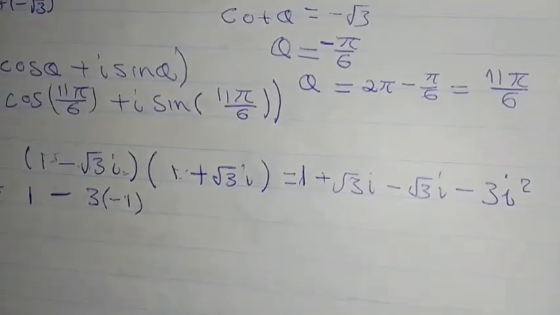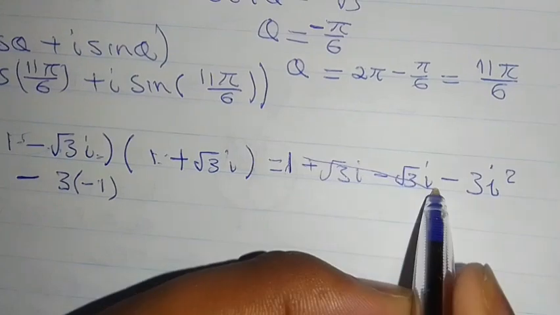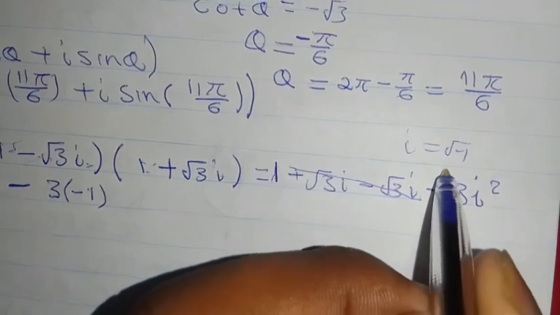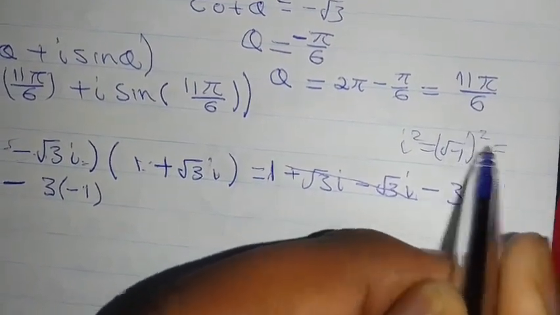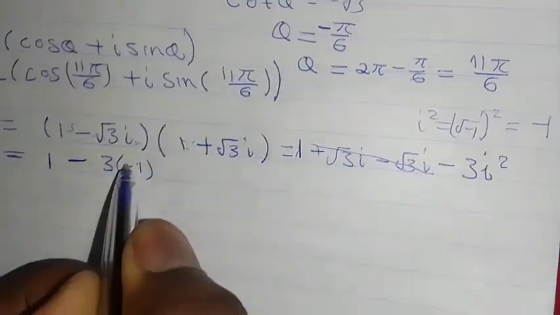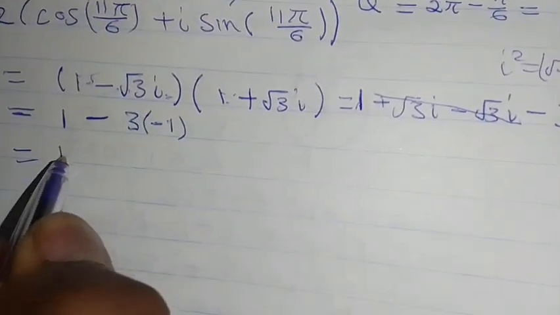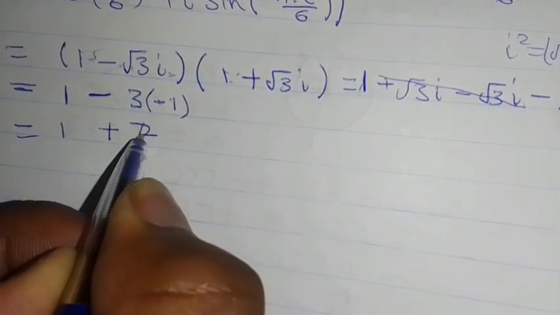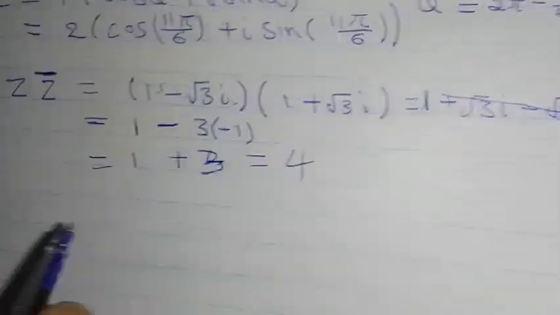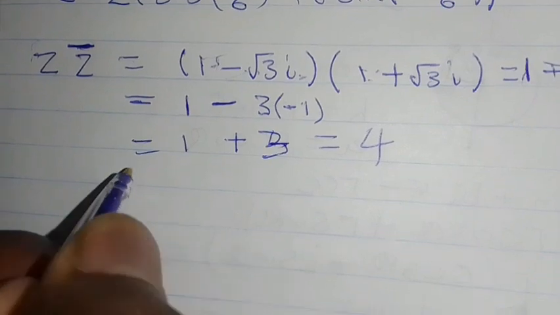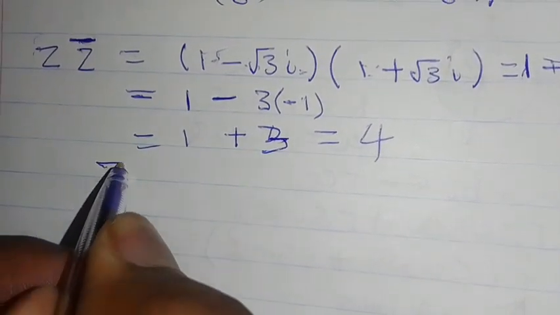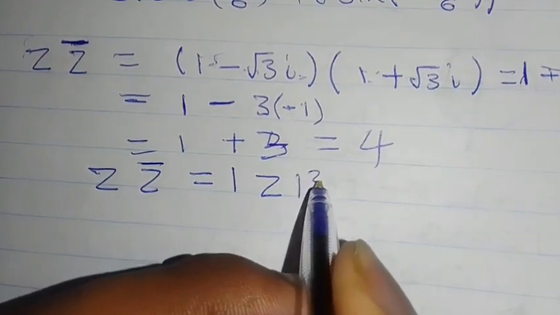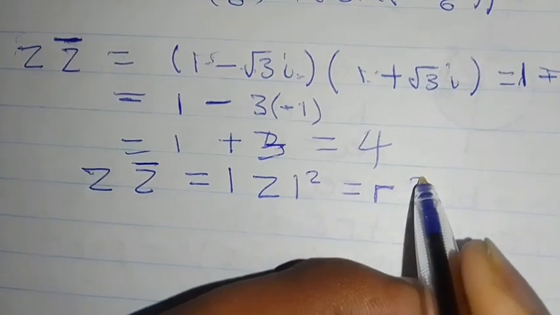Now notice that these two parts will cancel out, and then you have i squared. Remember, i is equal to the square root of minus 1. So that means i squared, you'll just cancel out the square root, and then you'll have minus 1. That's why I put this here. So you'll end up with 1, negative into negative is positive, plus 3. So you'll end up with 4. So in a sense, z multiplied by z conjugate will be equal to the absolute value of z squared, which is equal to r squared.